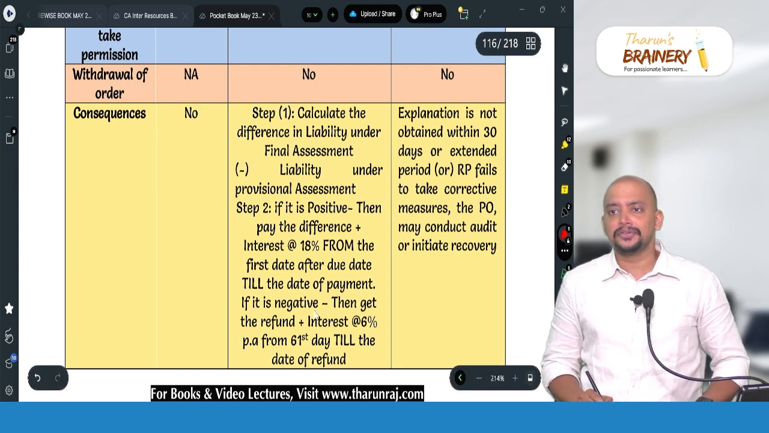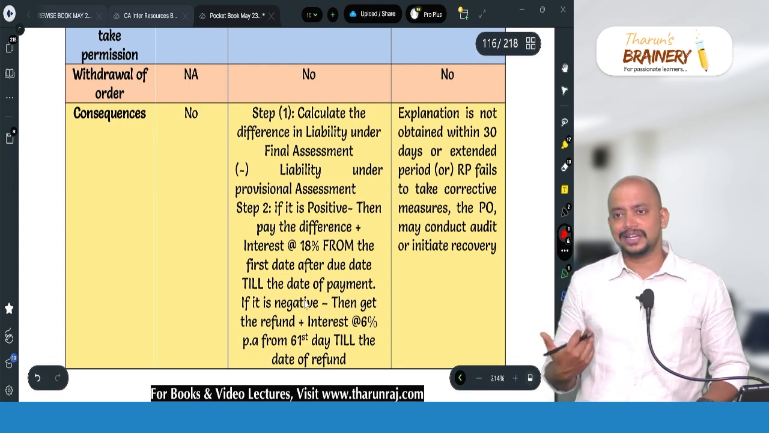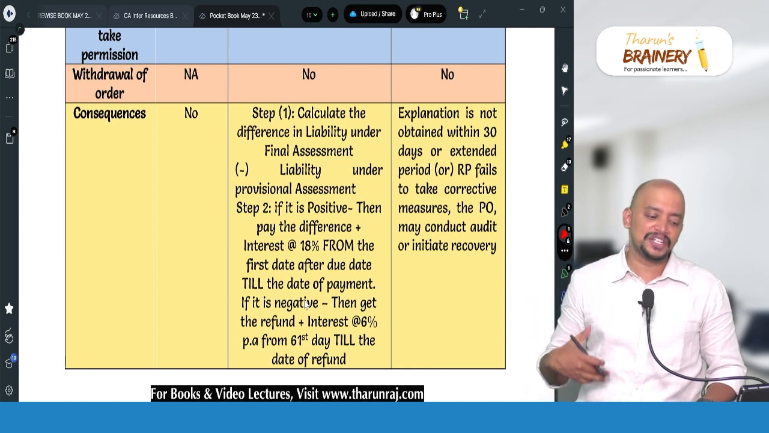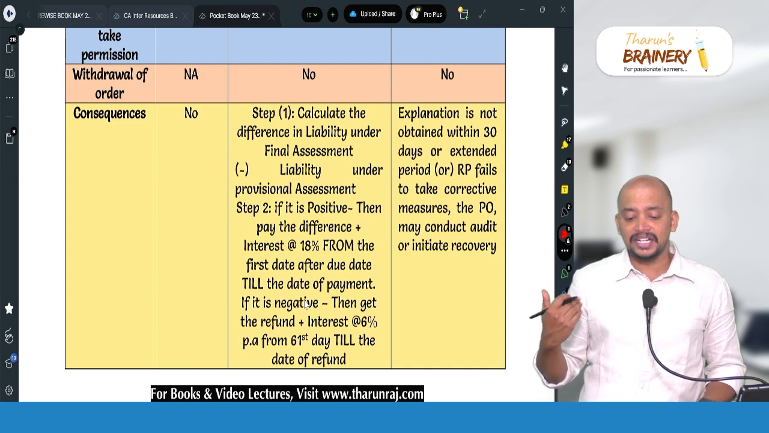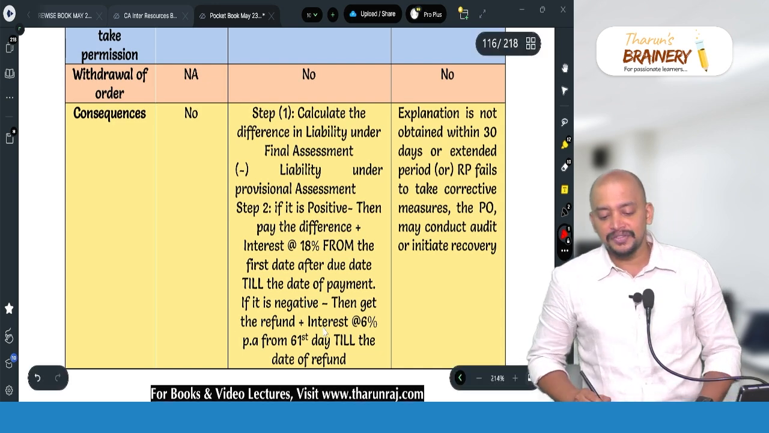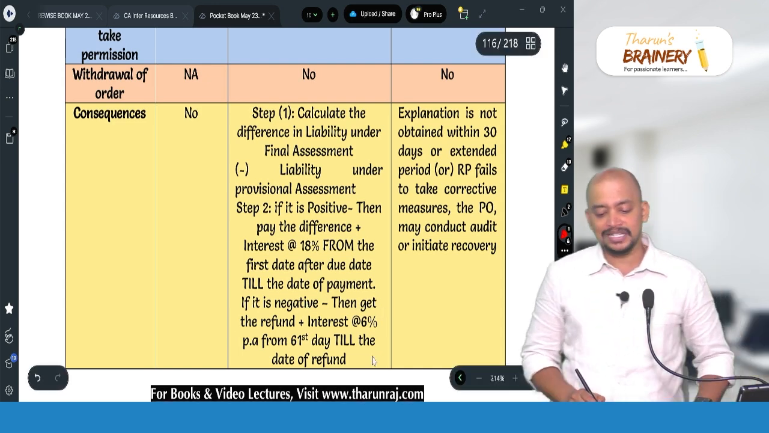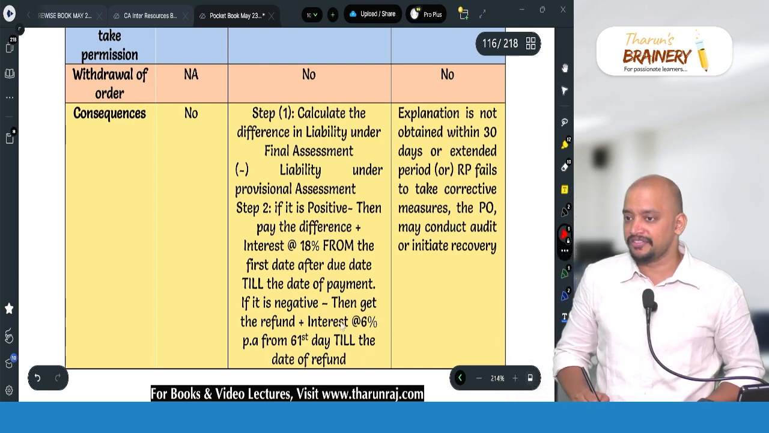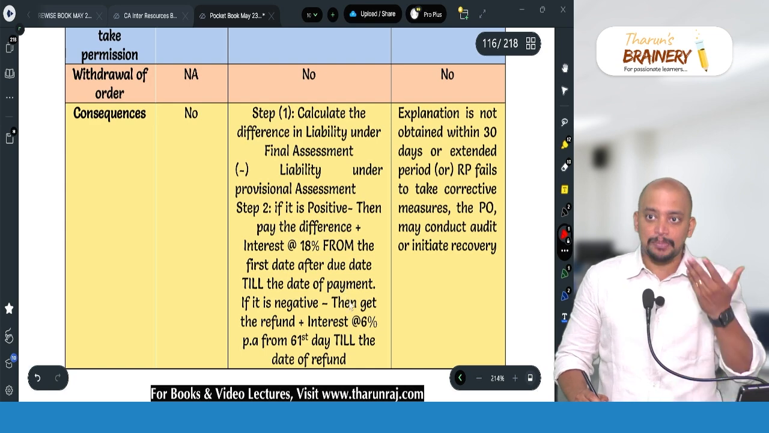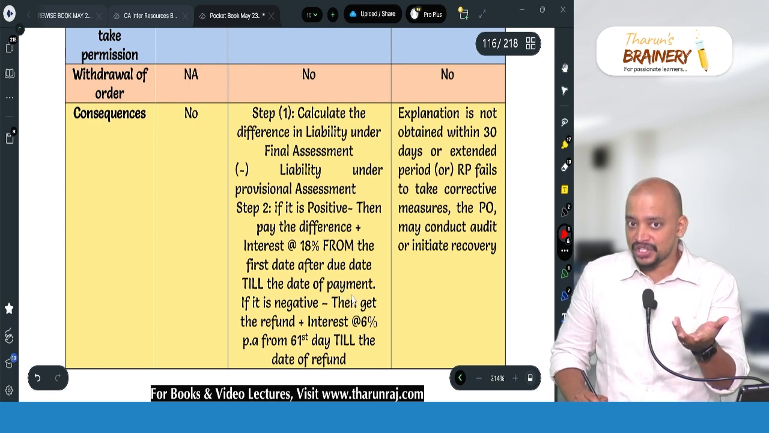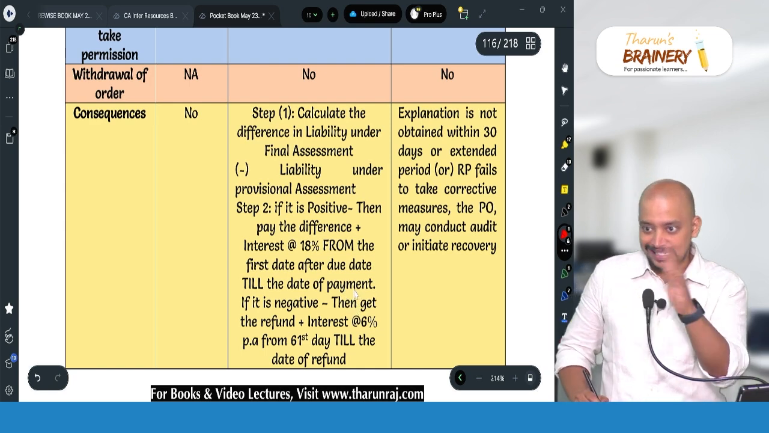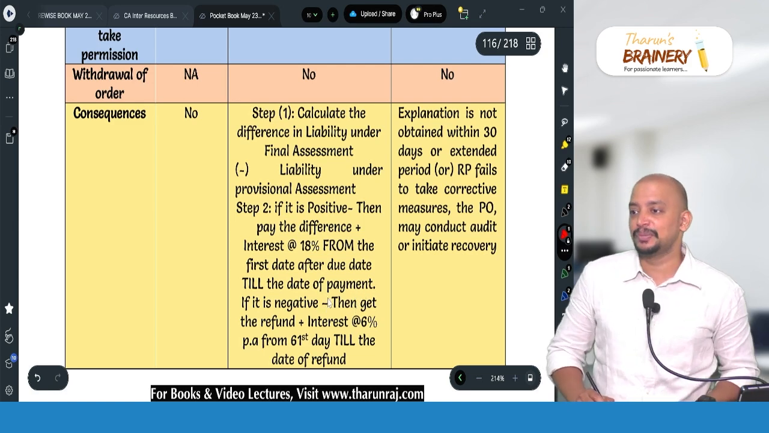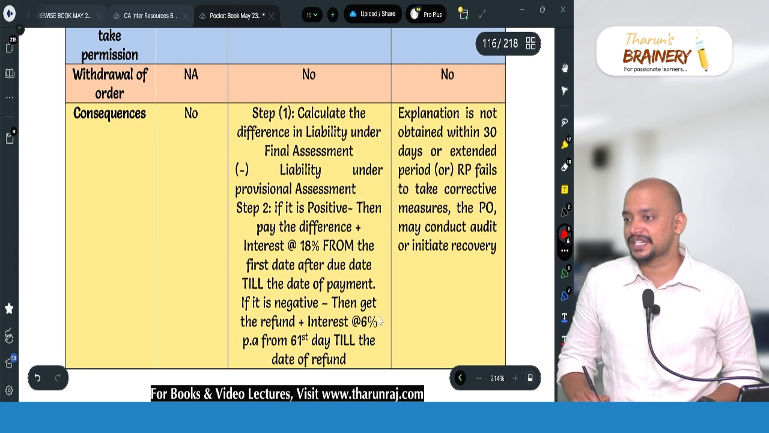Suppose if it is negative means what? So that is if there is excess payment. So under provisional assessment we have paid excess, and under final assessment it is less. So if it is negative, then get the refund plus interest at 6% per annum from 61st day till the date of refund. Okay, so we need to make an application, and after application, within 60 days they have to give the refund. If not, from 61st day the interest will be computed at the rate of 6% per annum.